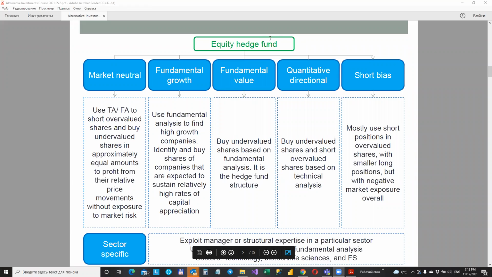Okay, let's proceed to the event-driven strategies that seek to profit from defined catalyst events, typically those that involve changes in the corporate structures, such as acquisition or restructuring. This strategy is considered to be underpinned by bottom-up security-specific analysis as opposed to top-down analysis. Investments may include long and short positions in common and preferred stock, debt securities, and options.